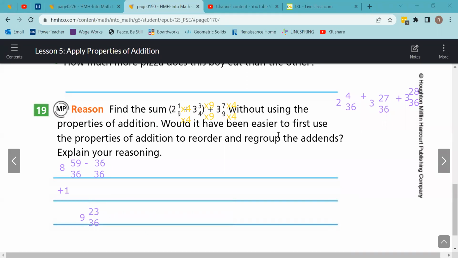Would it have been easier to use the properties of addition to reorder and regroup the addends? Oopsie, oh golly, I kind of disregarded the parentheses. I was on such a roll. So we should have added this together and gotten 5, 31, 36, and then kept going. We still would have got there. Would it have been easier? Of course it would have been easier. It would have been so much nicer for our brains, but alas, we still got the answer, right? So they just wanted to challenge us there and really show us, hey, this whole grouping thing and using some awesome properties of math to group things to make it easier for your brain is indeed easier for your brain.